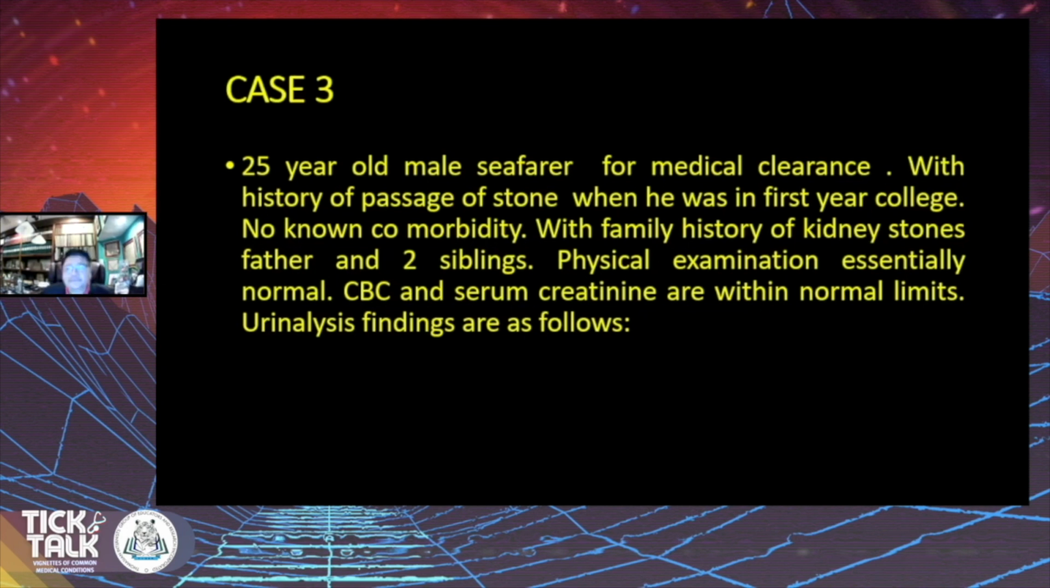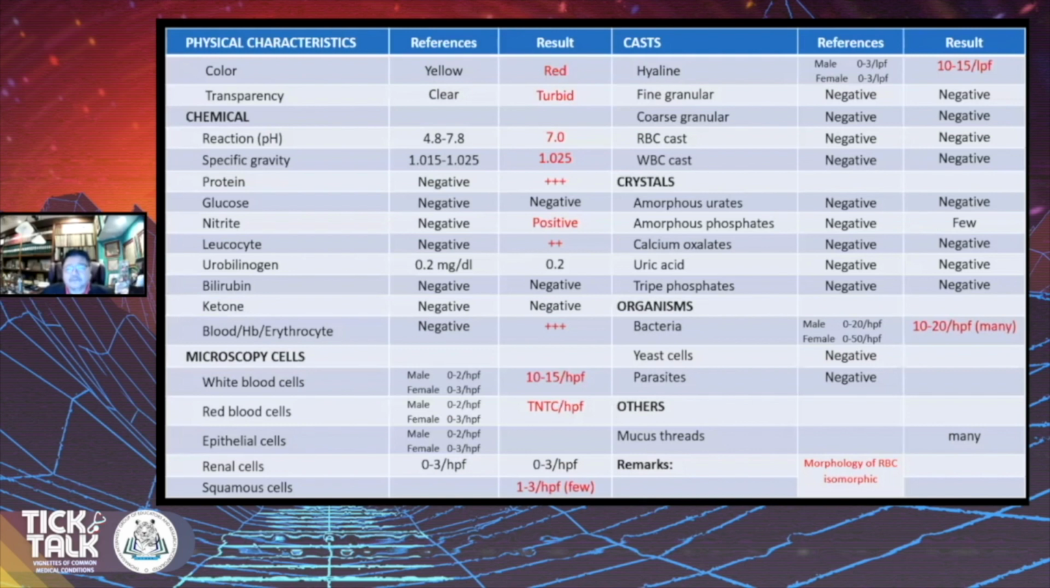So here's the urinalysis of that seafarer. It is red in color, turbid, with an alkaline urine pH of 7. Specific gravity is high at 1.025, meaning it's a little bit on the heavy or dehydrated side. There is 3 plus protein, positive nitrite, positive leukocyte esterase, and 3 plus blood, and then 10 to 15 WBC, and RBC is too numerous to count. Squamous cell is only 1 to 3. Bacteria is about 10 to 20, which is quite high for a male. And definitely if your patient has hematuria or red urine, then the med tech also takes note of the morphology of the RBC, which is isomorphic.